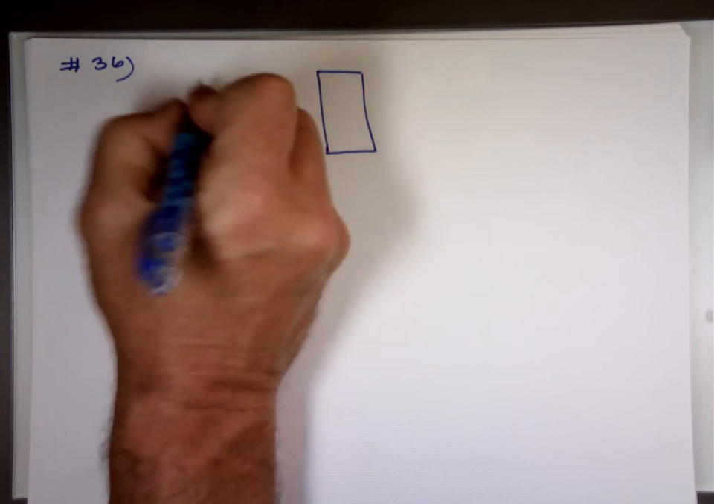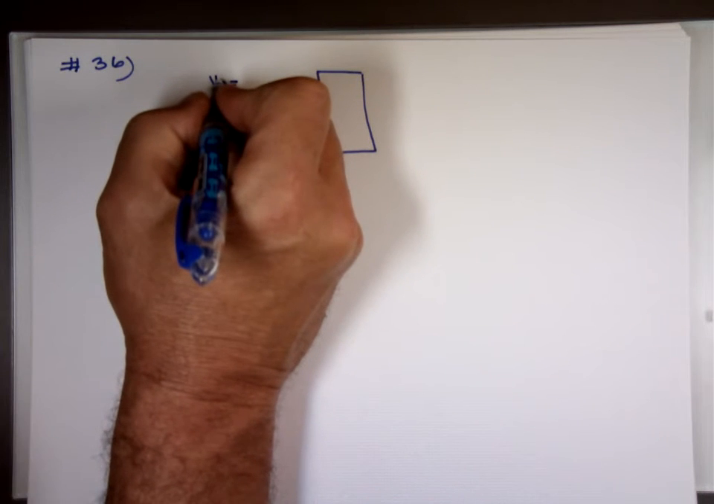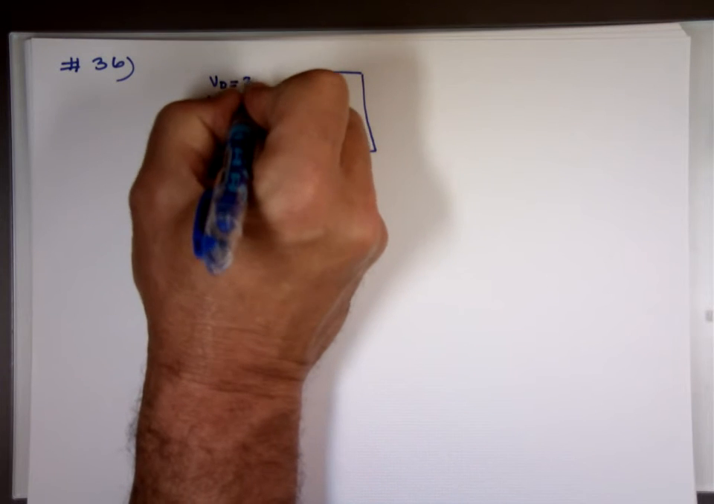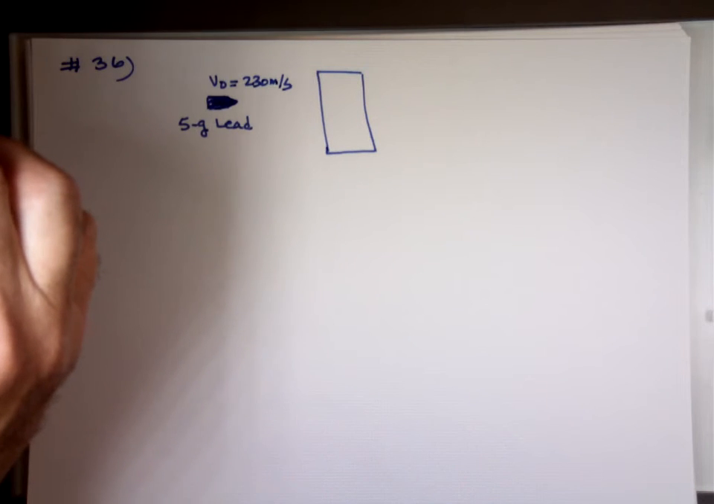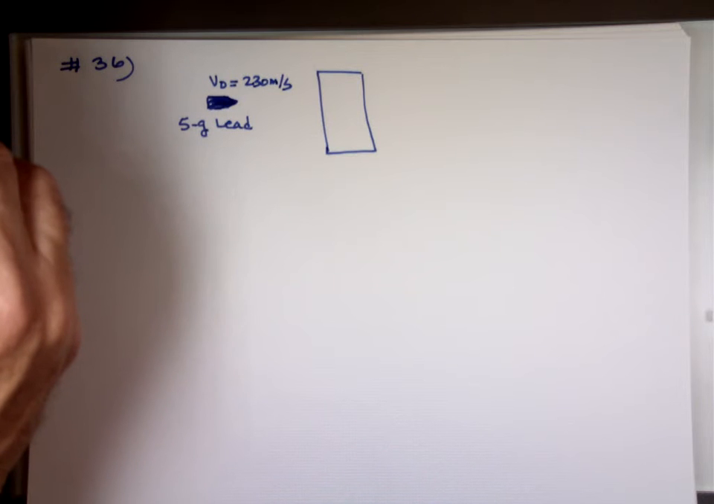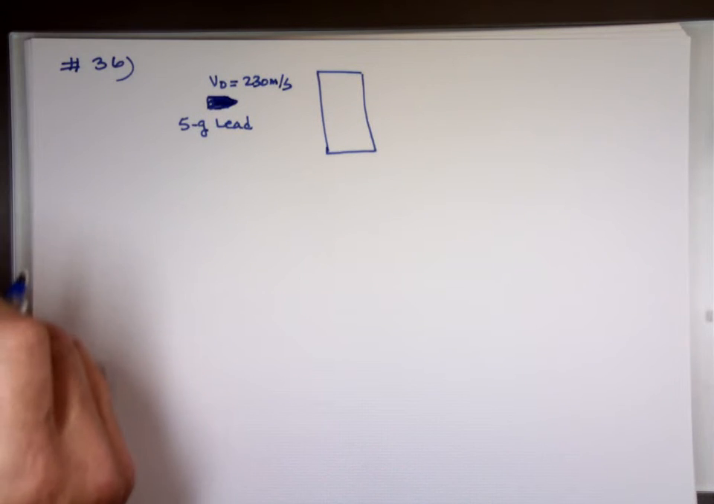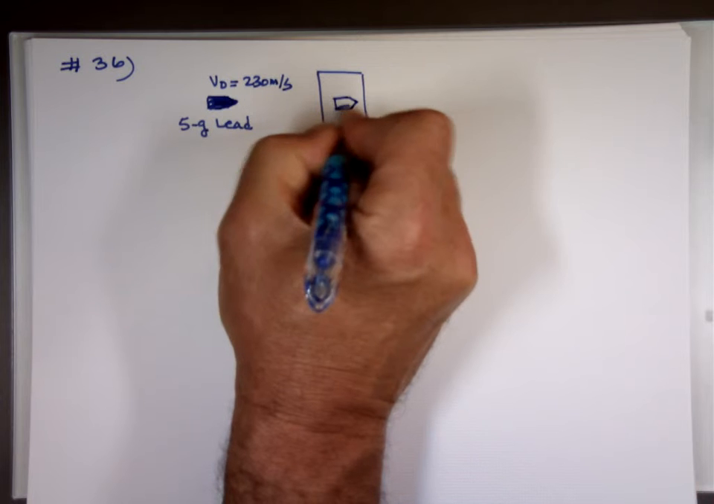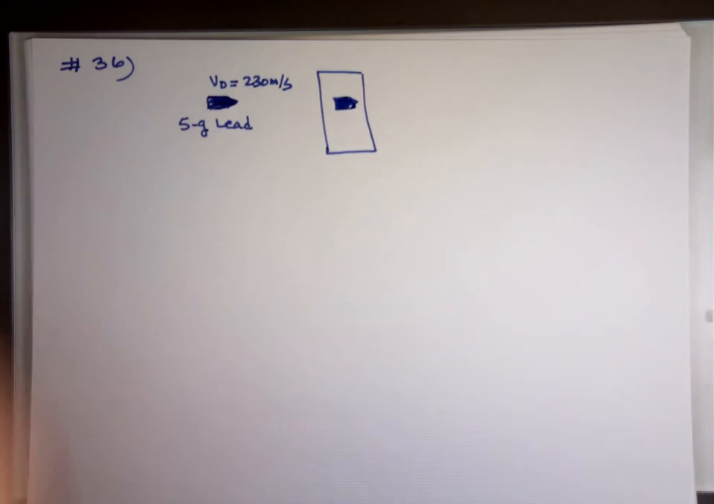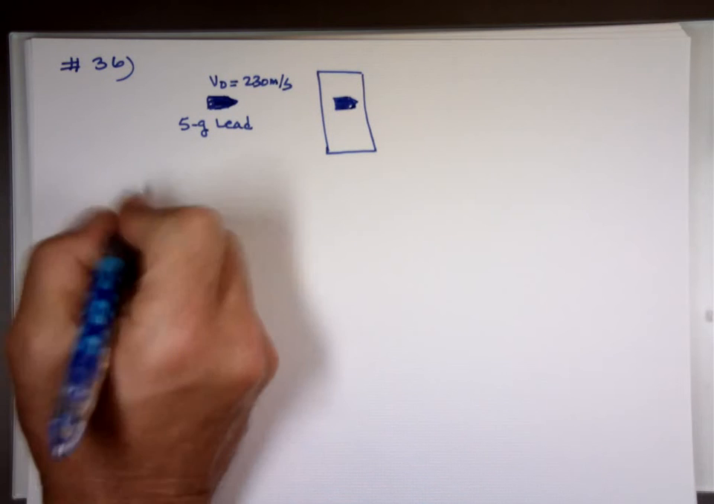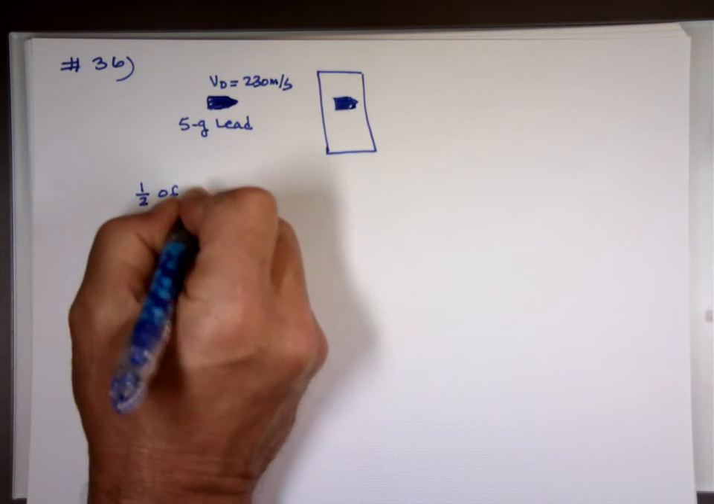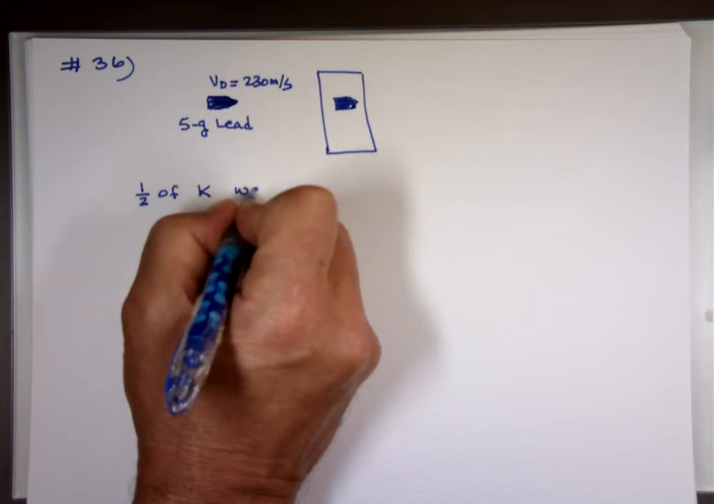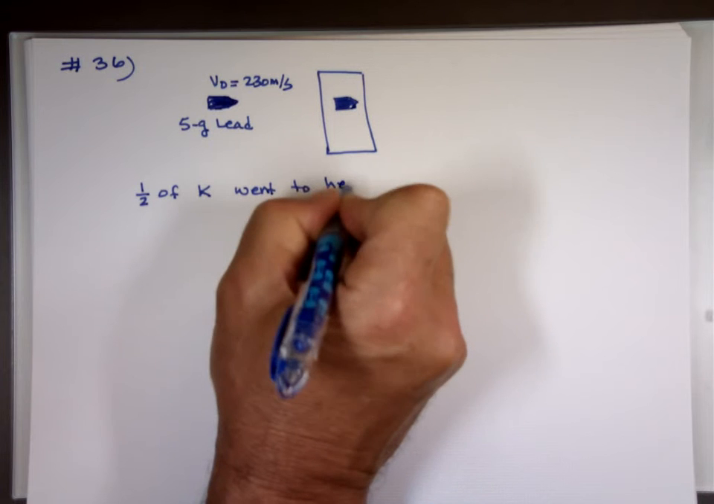It doesn't say anything yet. The initial speed of the bullet, V initial, is 230 meters per second. When it comes to rest, half of the kinetic energy goes into heating the bullet. As it goes through that post, half of that was going into heating it. So if you grab that bullet with your hand, it's probably going to burn you. Half of the kinetic energy went to heat the bullet.